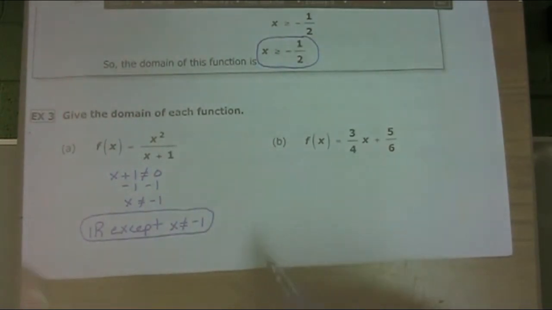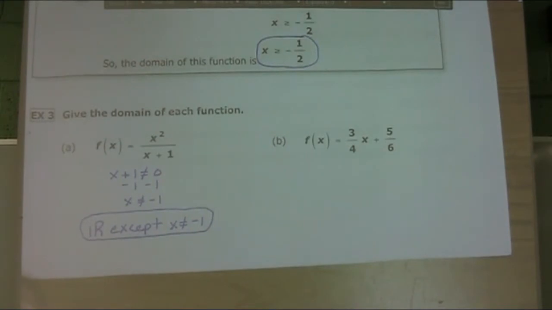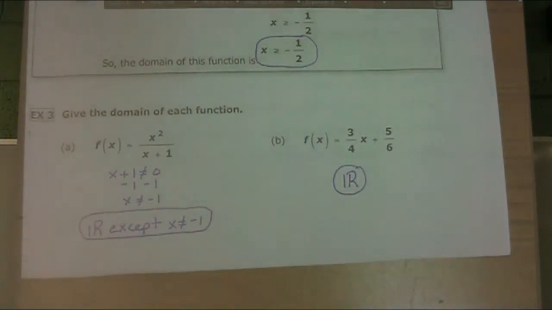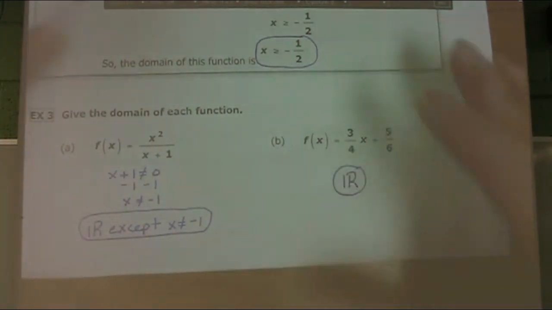Now, with this one, I have fractions, but it's not limited because I don't have x in a denominator. This denominator is never going to be 0, it's 4. This denominator is never going to be 0, it's 6. There's no x in the denominator, so there's no way a denominator can be 0. There is no limitation. So the domain is just all real numbers. All right, let's go to the next page and we'll do some more examples.